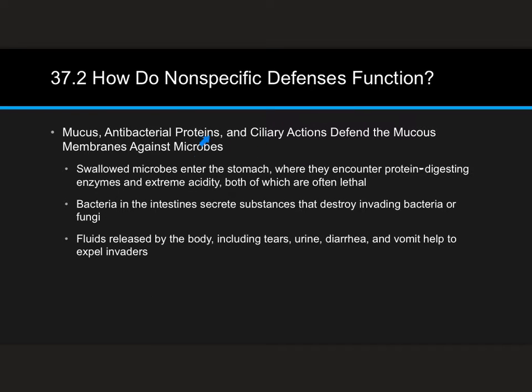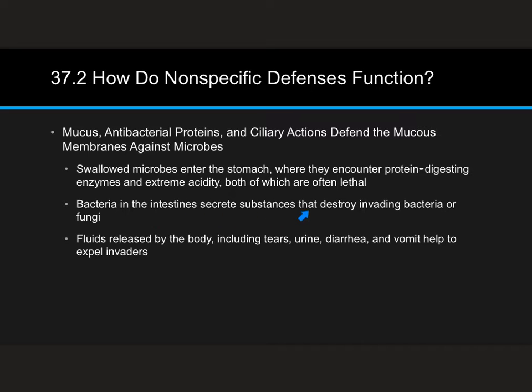So continuing on with what we were talking about just a minute ago, swallowed microbes go into your stomach. If they manage to get through that outer layer and you swallow it, it goes to your stomach, where you're going to encounter more protein digesting enzymes that are going to break stuff down, and extreme acidity, both of which are pretty lethal. So if it's made it that far, a lot of stuff dies at this point.